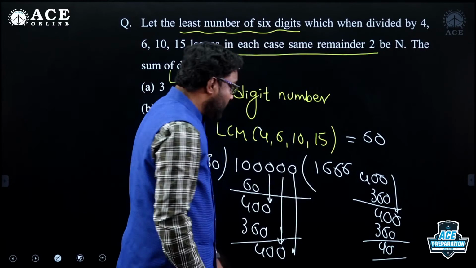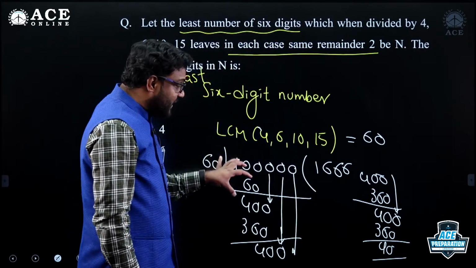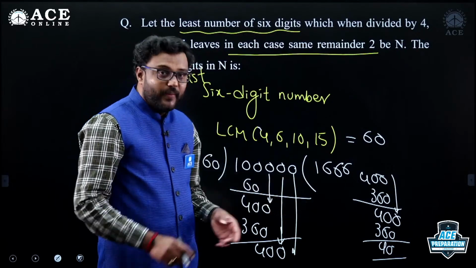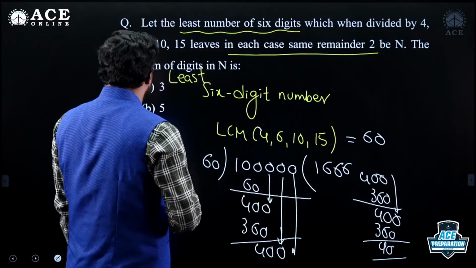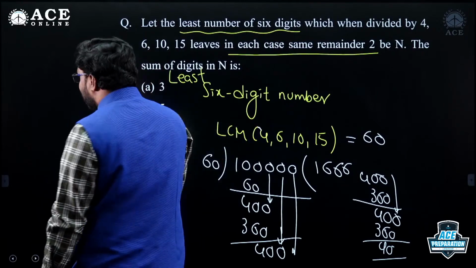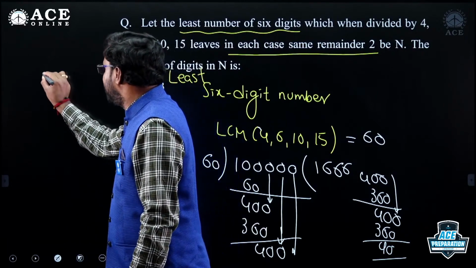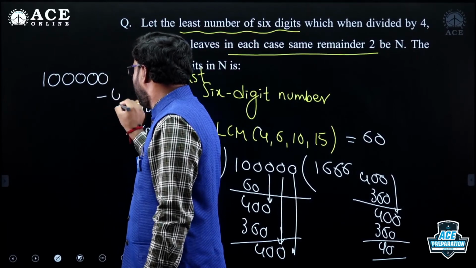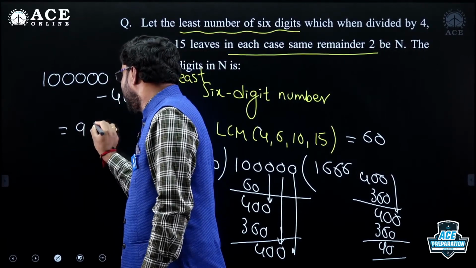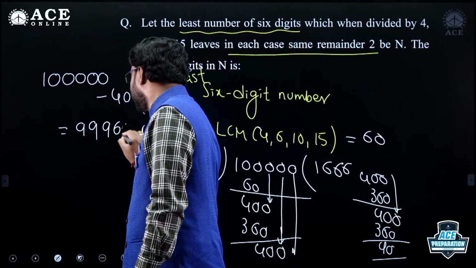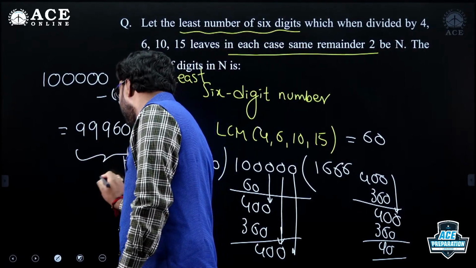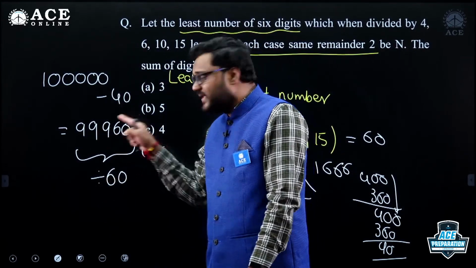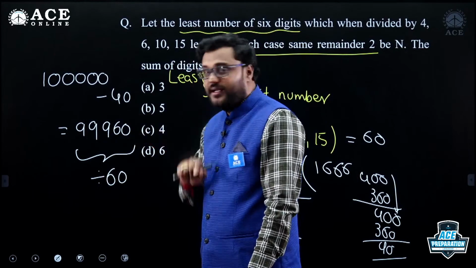Now listen, when 1 lakh is divided by 60, we got 40 remainder. Now what you should do, I should subtract 40 from that 1 lakh, then it is exactly divisible. Listen my dear friends, 1 lakh, if I subtract 40, this is 99,960. Exactly divisible by 60, in the sense it is divided by 4, it is divided by 6, it is divided by 10, it is divided by 15.